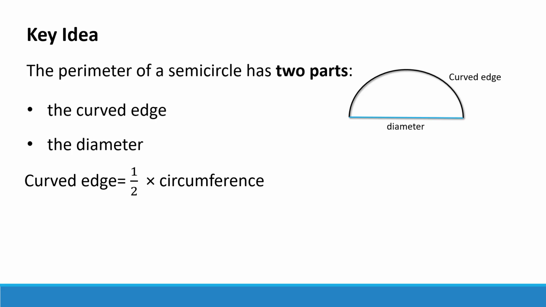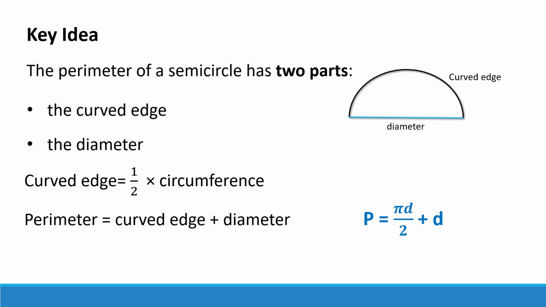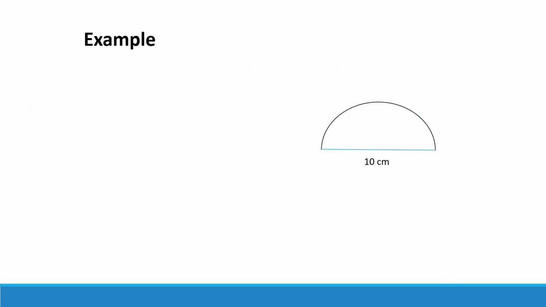First, the curved edge is half the circumference of a full circle. The perimeter is then found by adding the curved edge and the diameter. Since the circumference of a circle is pi times the diameter, the formula is P equals pi d divided by 2 plus d.